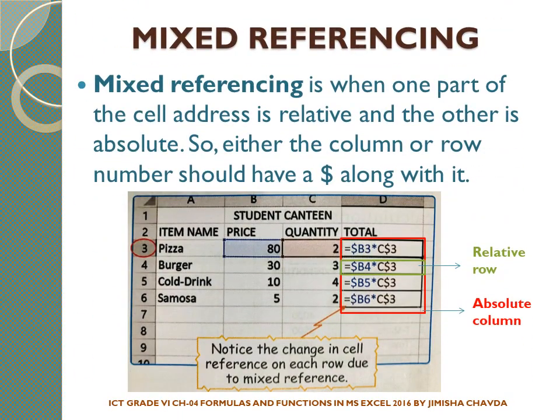Understanding mixed referencing in MS Excel. Mixed referencing is when one part of the cell address is relative and the other is absolute. So, either the column or the row number should have a dollar sign along with it. For example, $B3 is a mixed cell reference with absolute column and relative row, and C$3 is a mixed cell reference with relative column and absolute row. In the example, you can see that there is a change in cell reference on each row due to mixed reference.